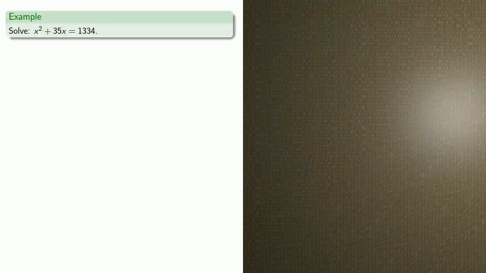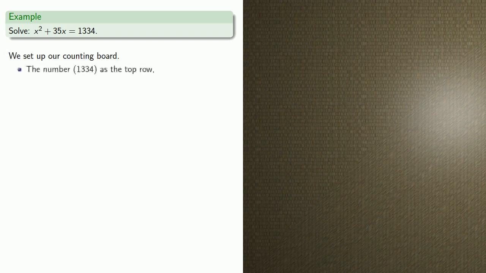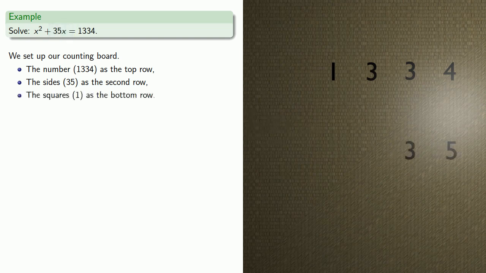So let's solve x squared plus 35x equals 1,334. So we'll set up our counting board. The number 1,334 is going to be our top row. What we can call the sides, that's the coefficient of x, 35, is our second row. And the squares, that's the coefficient of x squared, 1, is going to be our bottom row.